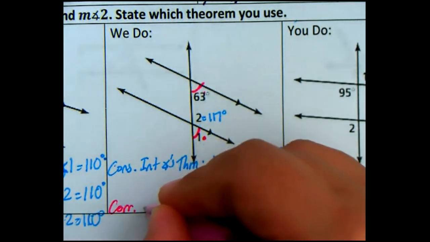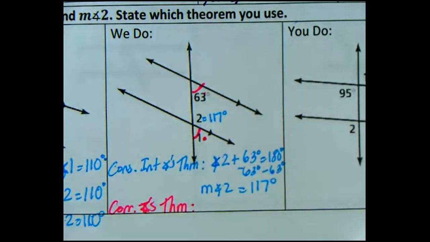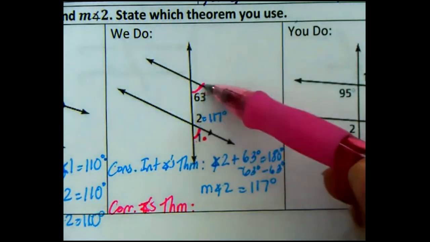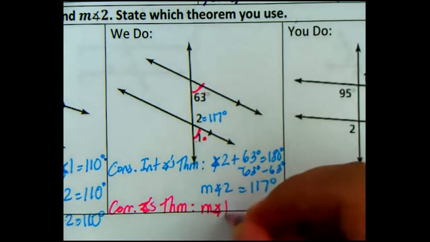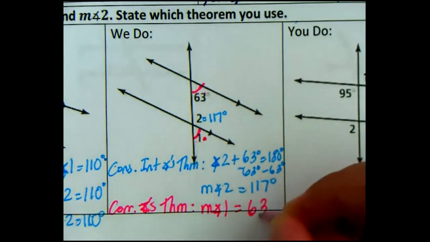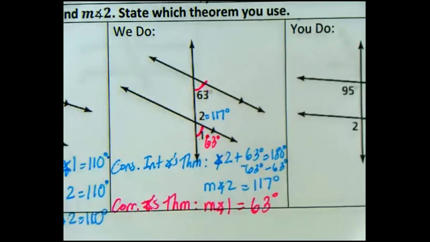Which makes them congruent, absolutely. So the corresponding angles theorem tells me that angle 1 is going to be equal to this angle, so the measure of angle 1 here is going to be 63 degrees. Just like that.